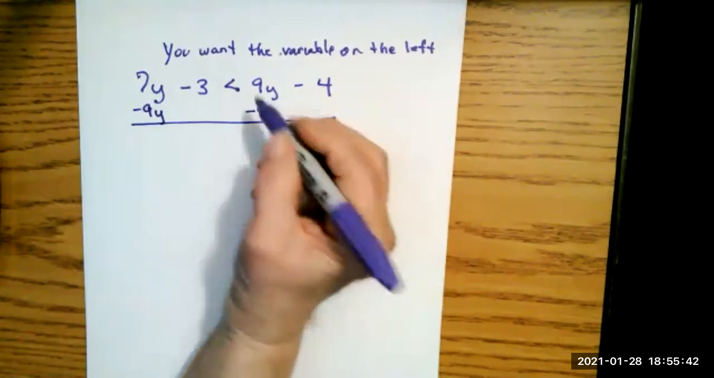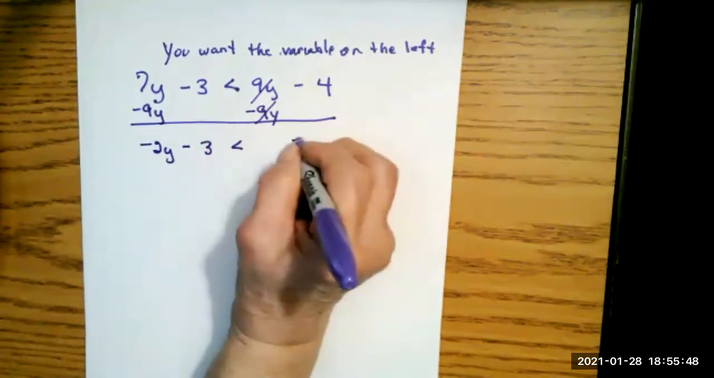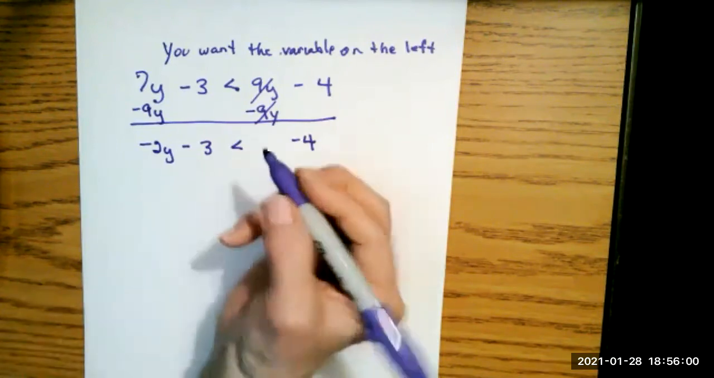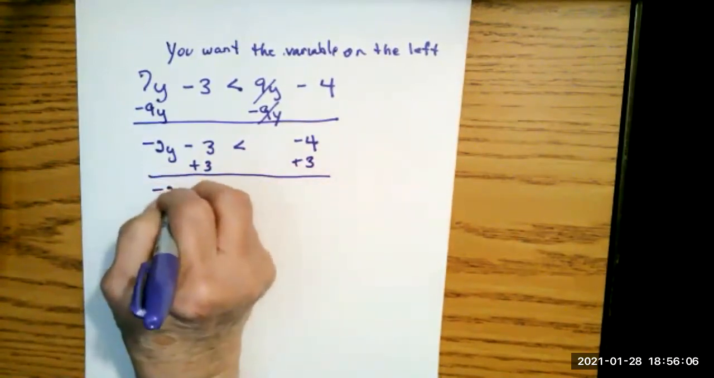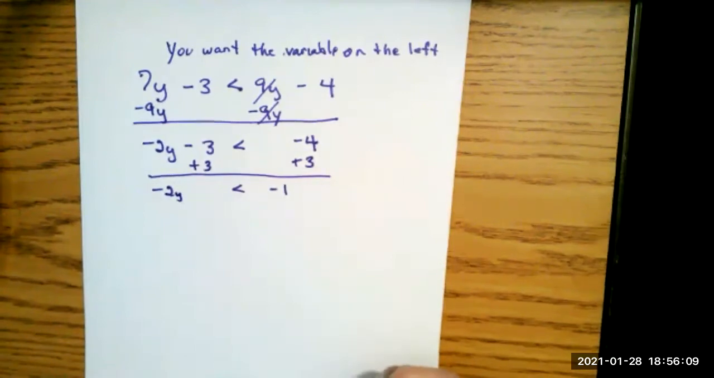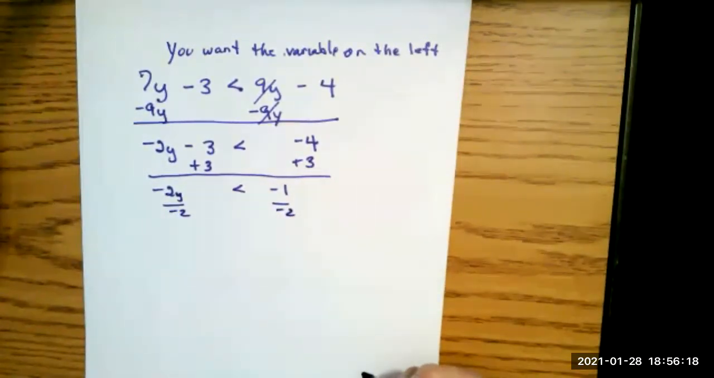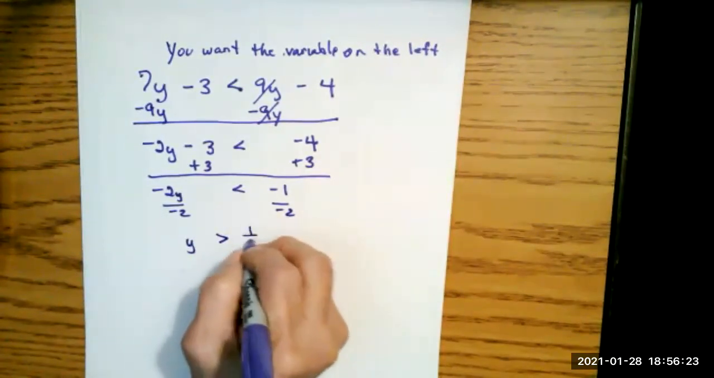So if you subtract your 9y from both sides, then you get negative 2y minus 3 is less than negative 4. And I chose to subtract the 9 because I need to get them on the left side, not the right side. Now add 3 to both sides, and I would have negative 2y is less than negative 1. Now I'm going to divide both sides by negative 2. When I do, it's going to flip that inequality. So don't forget that. That's going to become y is greater than positive 1/2.